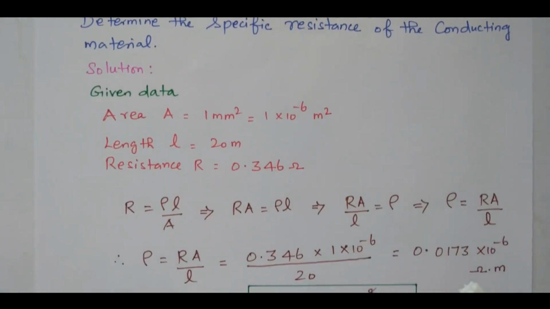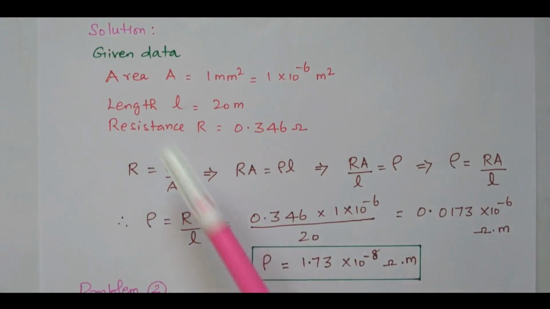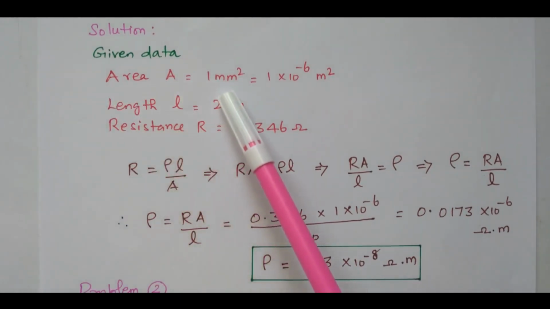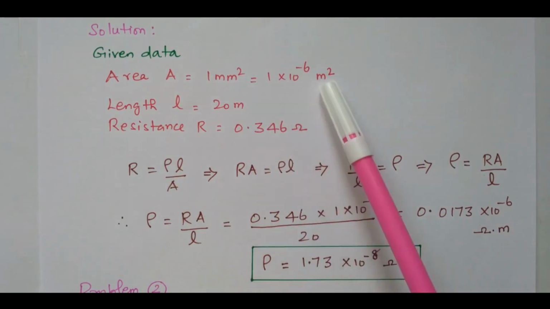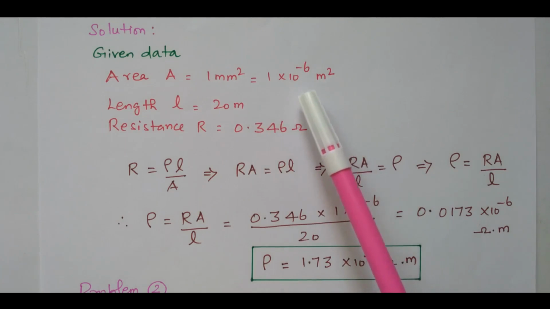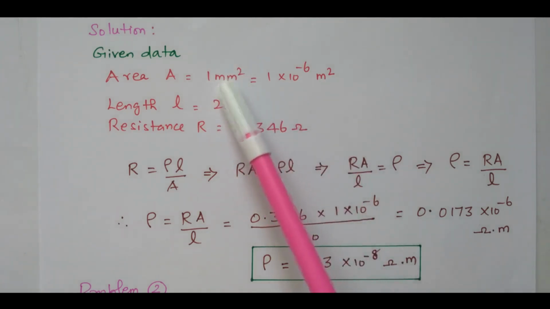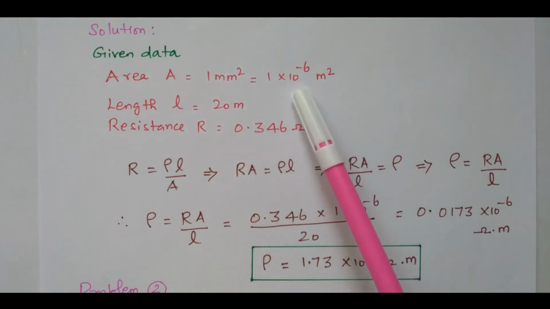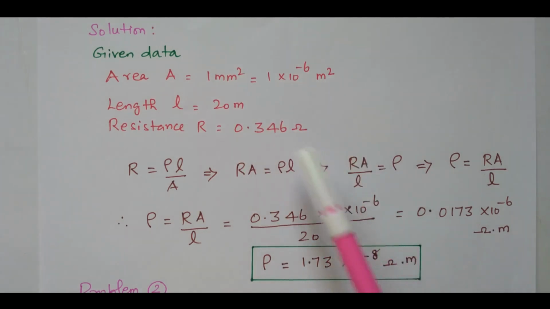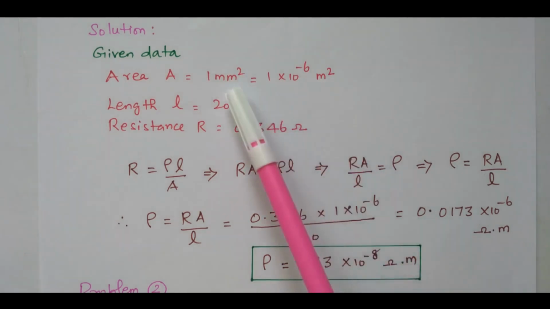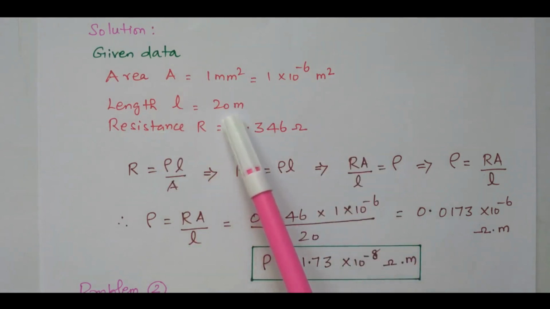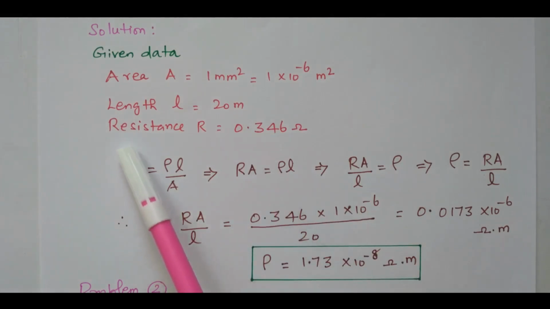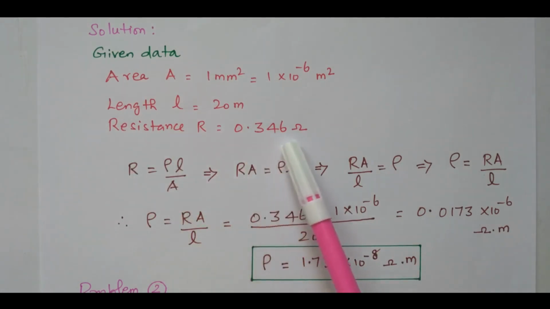First we'll convert the given data into meters. Area equals 1 millimeter square. To convert into meter square, millimeter to meter means 10 to the power minus 3, and since it is squared, 10 to the power minus 6 meter square. So 1 into 10 to the power minus 6. The length is 20 meter, already given in meter. The resistance is 0.346 ohm.